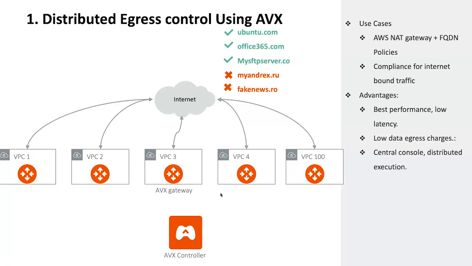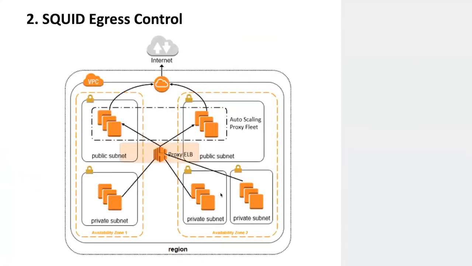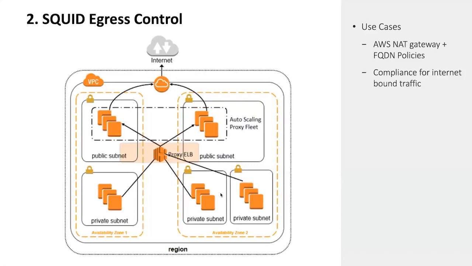Let's go to the next one. The next one is SQUID-based egress control, or proxy-based egress control. So the use case is, again, the same requirement: I have an AWS NAT gateway and I want fully qualified domain name policies. How do I do that? And compliance for internet-bound traffic. The advantage of a proxy-based system is that you can add policies to egress, right? It solves the problem for you.